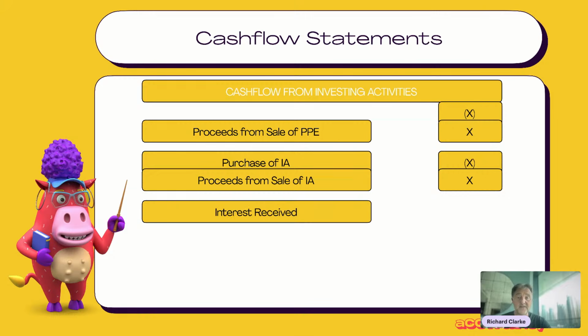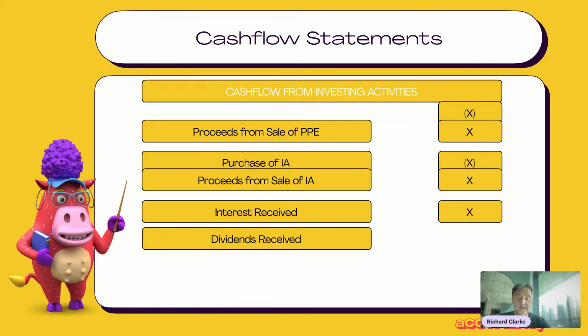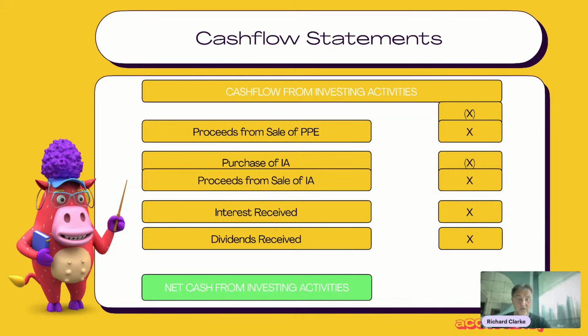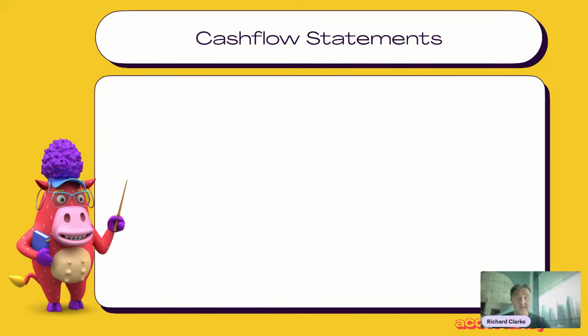It could also be, and this is the big IFRS 18 change, interest received always goes in here, and dividends received always goes in here. I say always, 99% of the time. So interest received and dividends received go to investing activities. Remember that always. So there's your investing activities pro forma. We've done operating, we've done investing. The final one is financing.